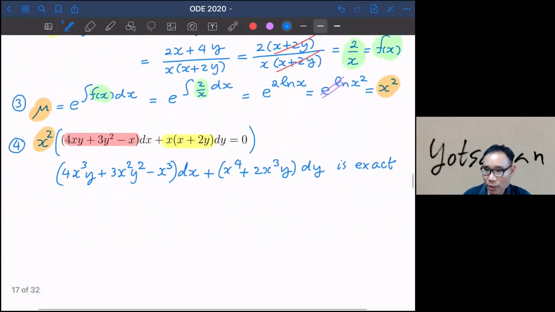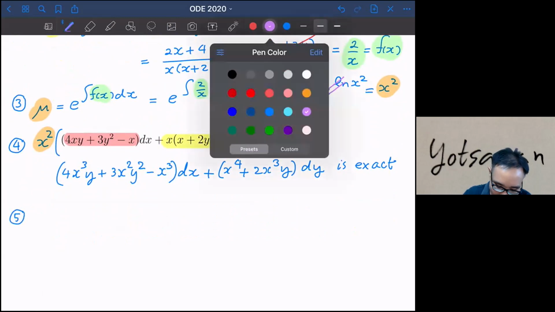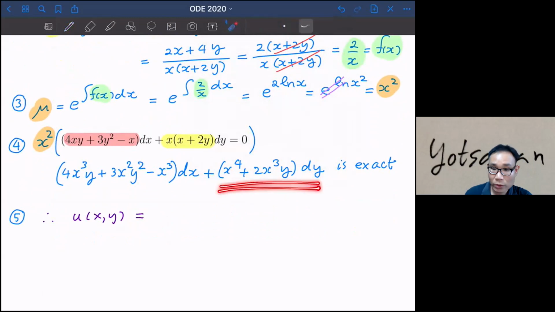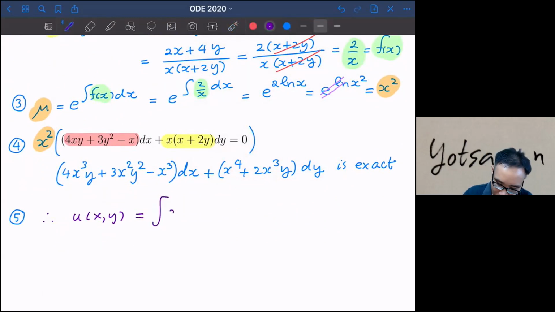So we're going to find u. The fifth step will be you're going to find u. So for u of x, y, you see that I'm going to pick the second one to integrate because this one is shorter. So we're going to integrate the shorter one. So you have x to the fourth plus 2x to the third y dy.